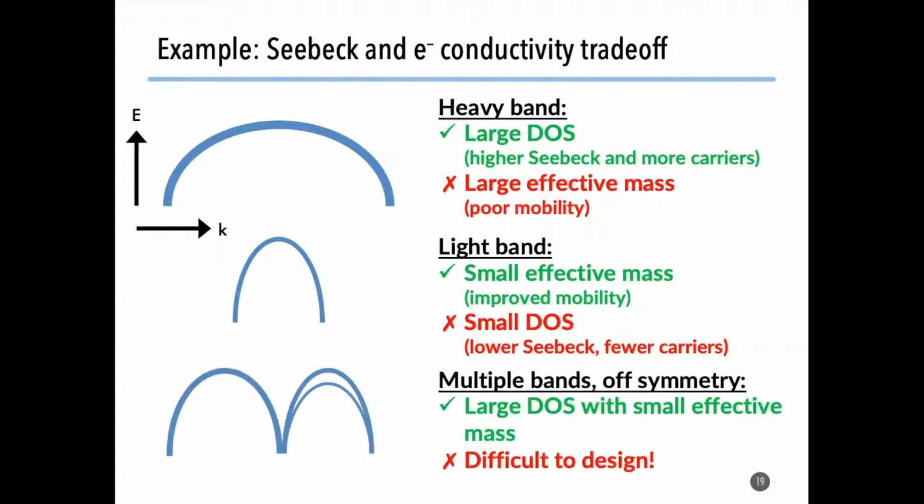But if you have multiple bands off symmetry, you can actually get a large density of states, because you'll get multiple bands contributing to your density of states, but you'll still maintain your small effective band mass. So that's the ideal situation, but these are difficult to design. Nobody knows how to get a material with this characteristic. There's no theory that tells you, hey, use these atoms or use this sort of structure.